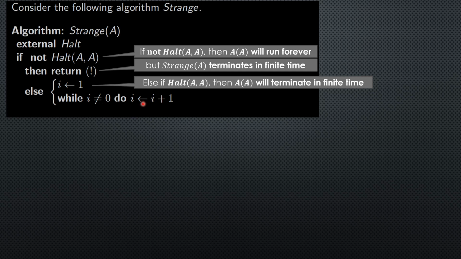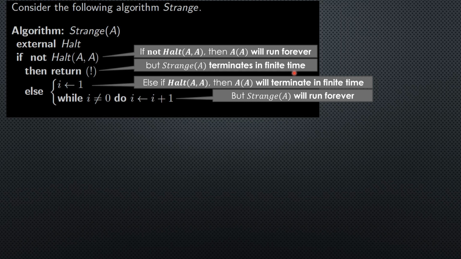I will never be 0. We will never break out of this loop. So strange of a will run forever if we get into the else case. So when do we get into the else case? If a of a terminates in finite time. So if a of a terminates in finite time, strange of a will run forever. And if a of a runs forever, strange of a will terminate in finite time.